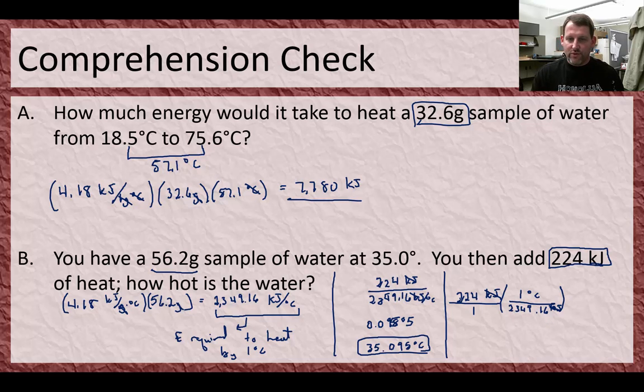I take 224 divided by this, and I get that same 0.095 degrees Celsius from that. And then I add it, and of course I get right back to that answer as I should. So 2 methods of doing it, whichever makes the most sense to you. Awesome. Go on to the next slide now.